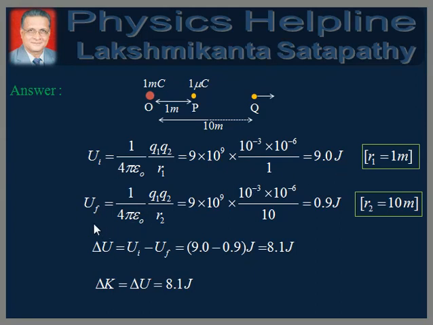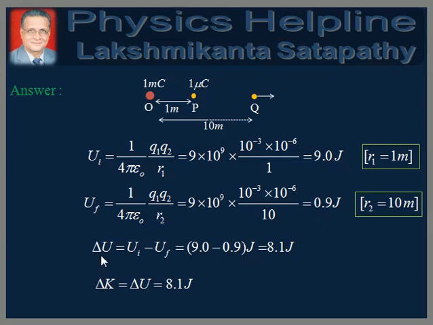And final potential energy is given by UF is equal to 1 by 4 pi epsilon 0 Q1 Q2 by R2, which is equal to 9 into 10 to the power 9 for 1 by 4 pi epsilon 0, Q1 Q2 the same values we put, and R2 is now 10 meters. On simplification, this gives UF is equal to 0.9 joules.